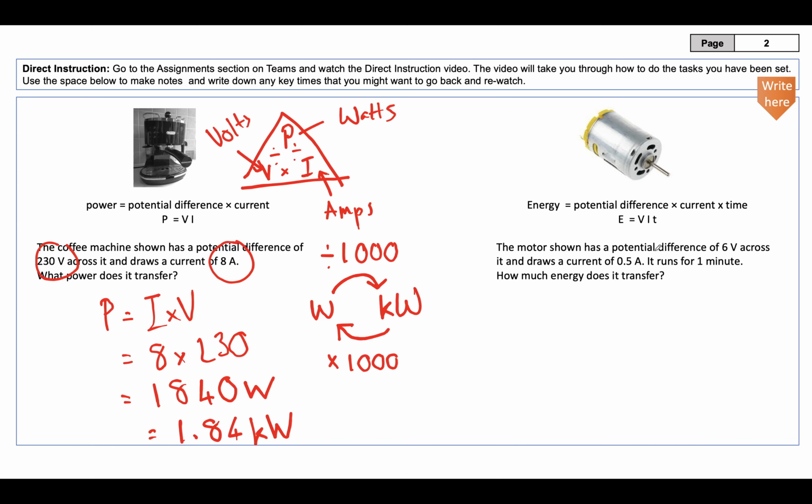Over to the other side of the direct instruction here, we've got an electrical motor. So an electrical motor is a device that converts electrical energy into kinetic energy. So if we put VIT in there, we'll work out how much energy we're supplying to it. Not all the energy that we supply to it electrically is going to be transferred into kinetic though. We need to use this equation here. Energy equals potential difference times current times time.